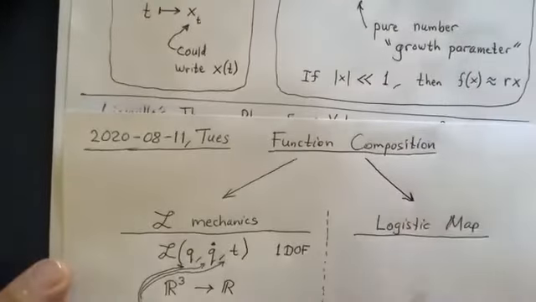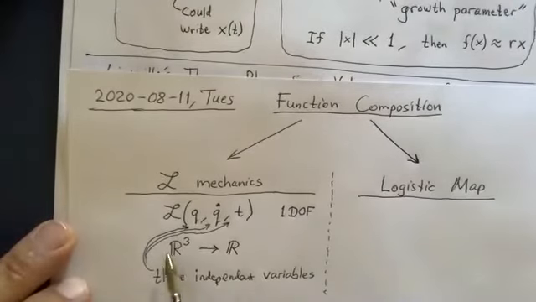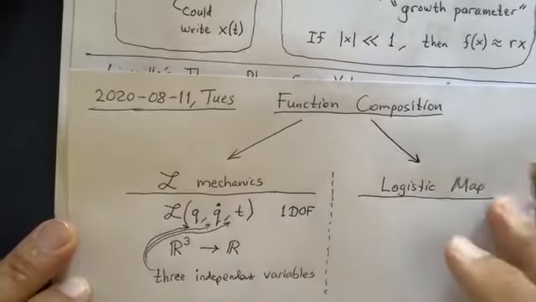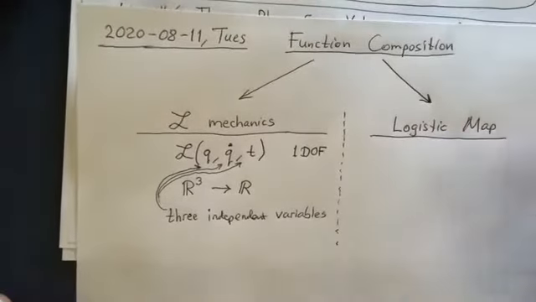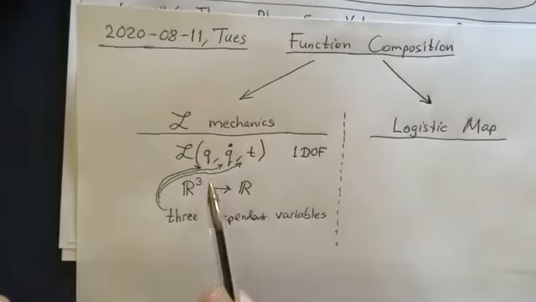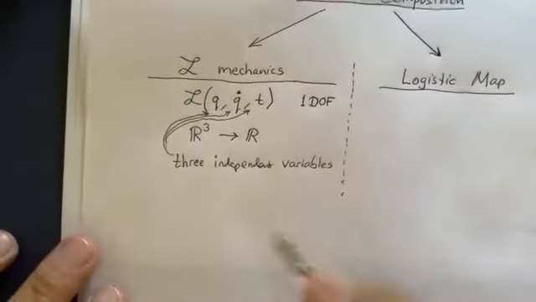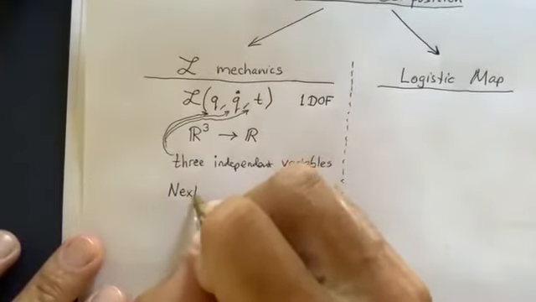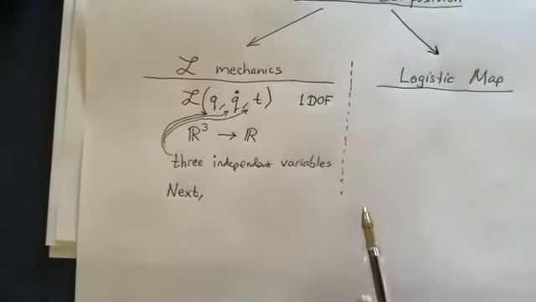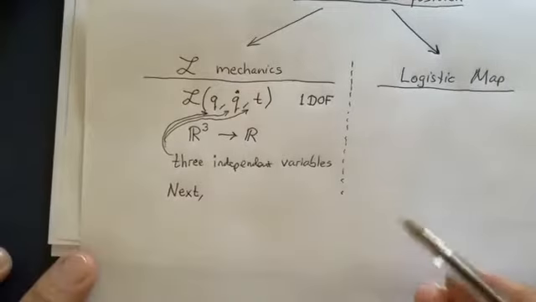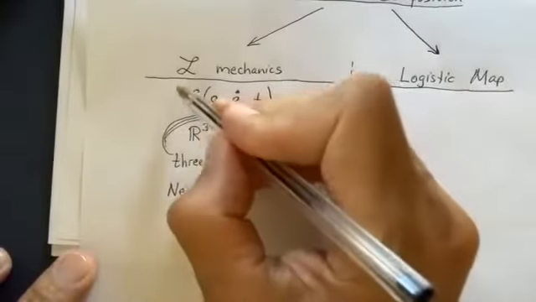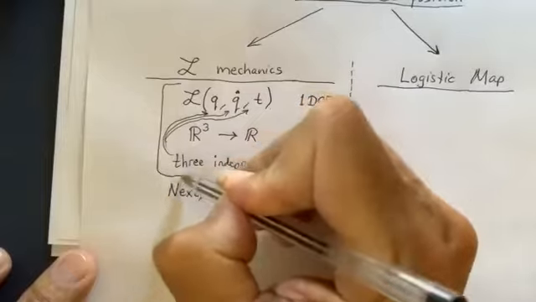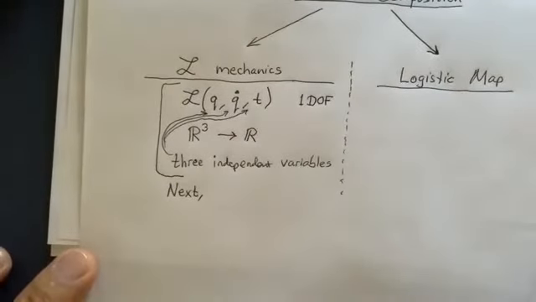Now the Lagrangian, of course, is a function from, for this 1 degree of freedom problem with a time-dependent Lagrangian, a mapping from R3 to R, okay? Now the functional composition occurs when you insert the orbit, okay? So let's emphasize that this is logically distinct, right? This first part of the discussion was a well-defined, self-contained discussion of a function of 3 variables.